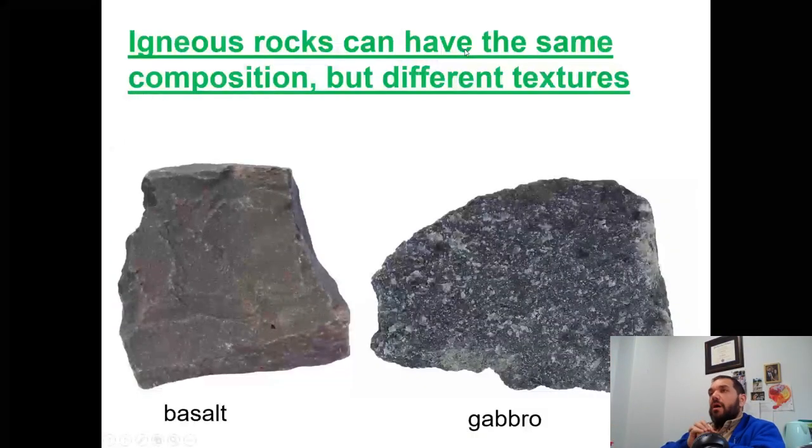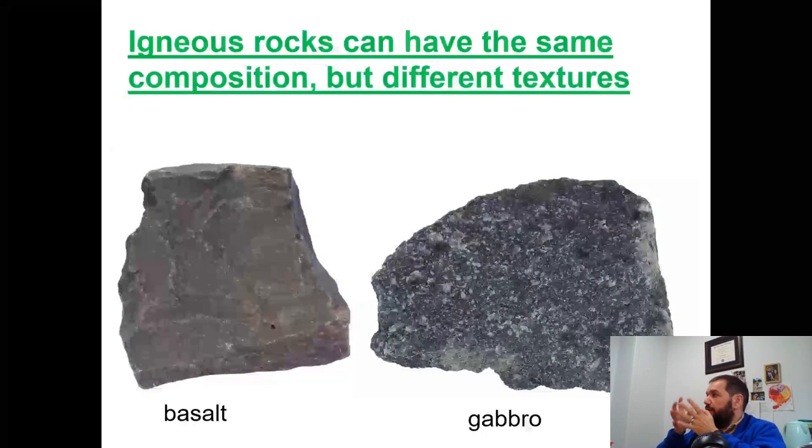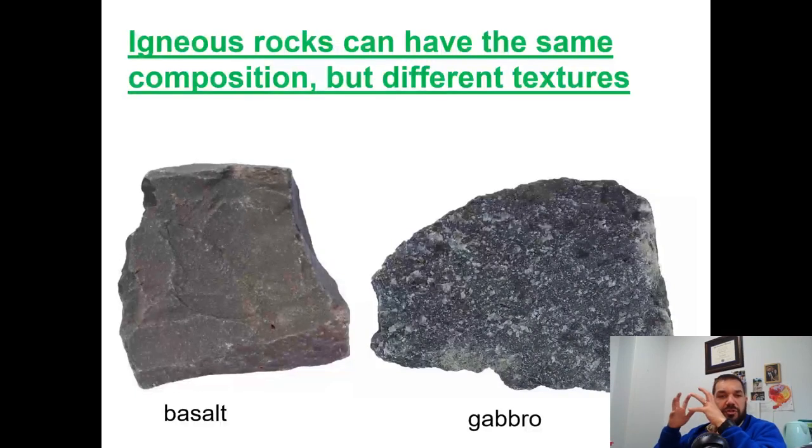Okay, so igneous rocks can have the same composition, but different textures, and then we'll give them a different name. An example of this is basalt and gabbro. If you took them to the chemist and had a chemical analysis, it would come back exactly the same. It's the exact same kind of composition. However, we give it a different name just because it has a different texture, and we know that therefore they must have formed differently inside of the earth.